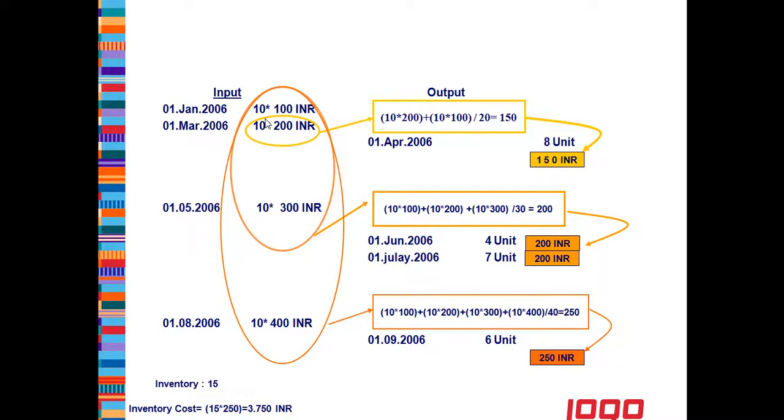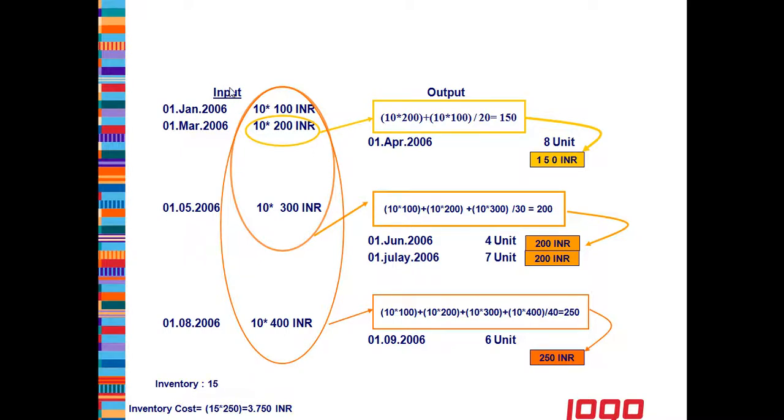As you can see in the input, on 1st of January I purchased 10 materials with a unit price of 100 rupees, and on 1st of March I purchased 10 more materials with a unit price of 200 rupees. So what will be the average? It becomes 150 rupees. Suppose I sell 8 units of material on 1st of April at the average unit price of 150 rupees. Keep it on hold, and then again on 1st of May, suppose I purchase 10 more units of materials with a unit price of 300 rupees. And what will be the total average then?